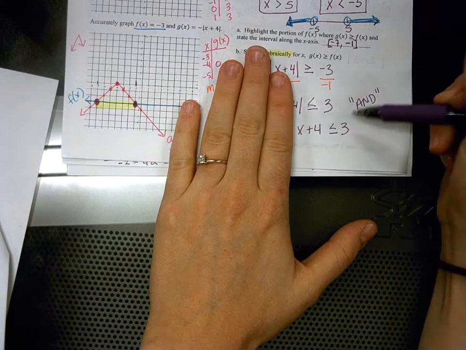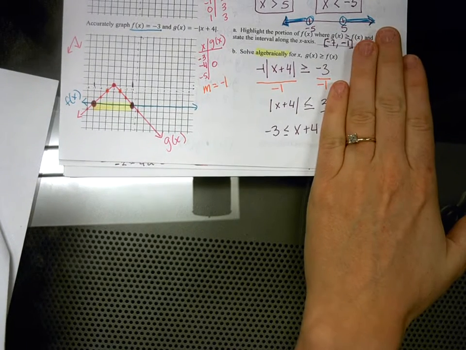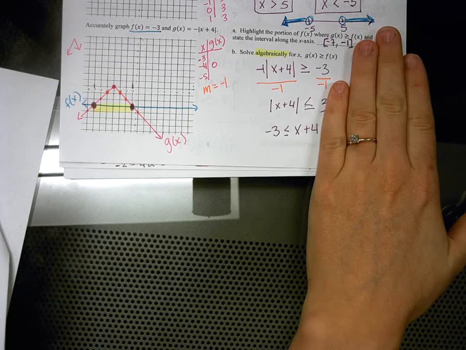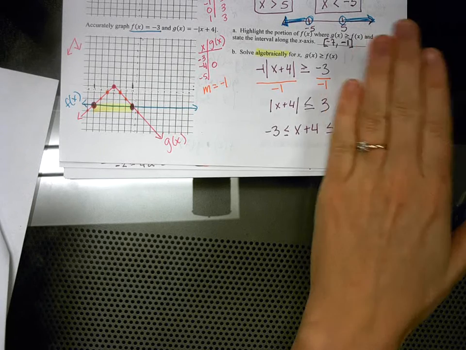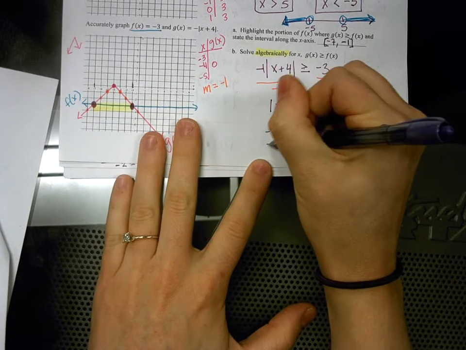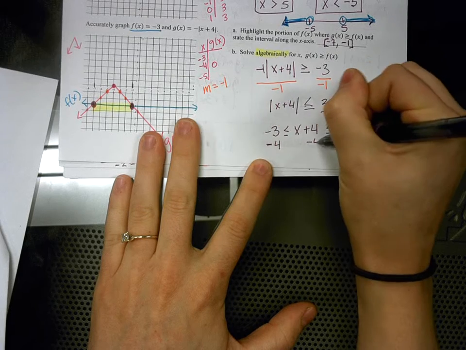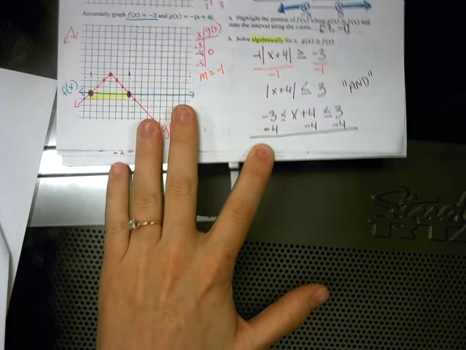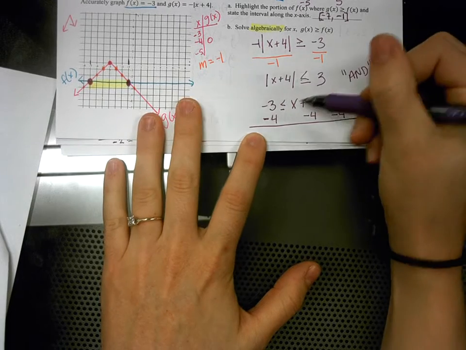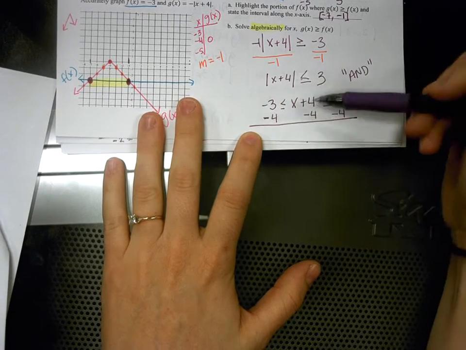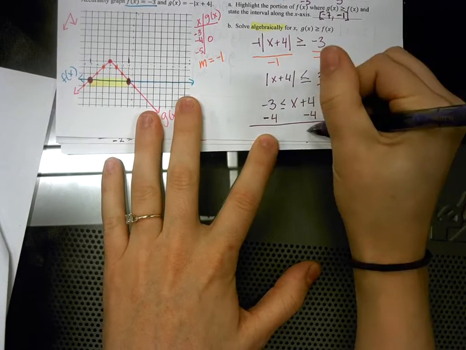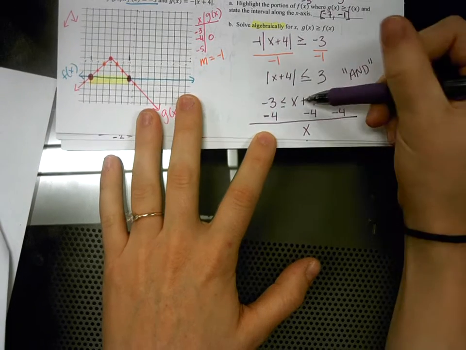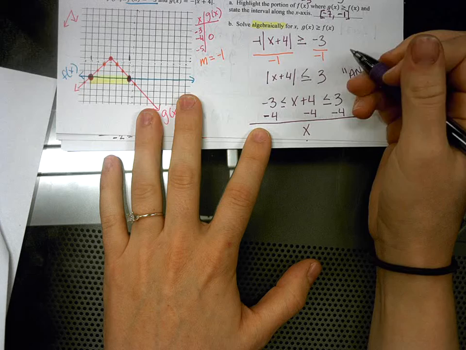Okay, what if I just looked at this part? How would I solve for x? Still subtract 4, but to the left-hand side, right? So what's going to happen here is I am going to subtract 4 from each piece in order to get my answer, that isolates my x value in the middle. Because 4 minus 4 is 0.